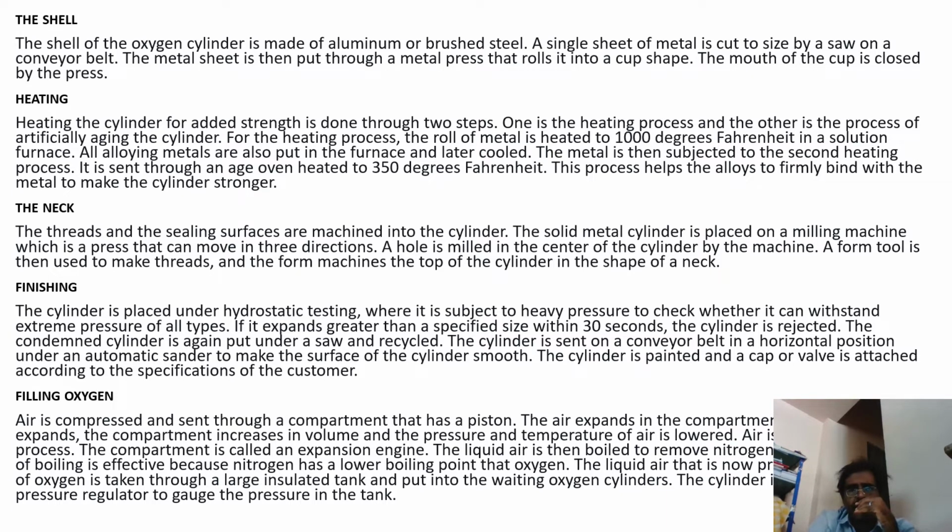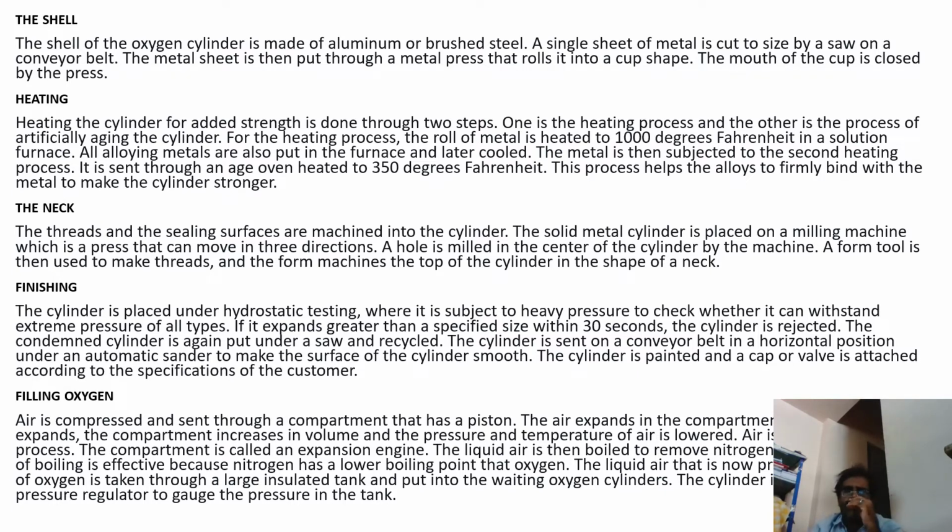For the heating process, the metal is heated to 1000 degrees Fahrenheit in a solution furnace. All alloying metals are also put in the furnace and later cooled to make the metal more tough and rigid. The metal is then subjected to a second heating process. It is sent through an oven heated to 350 degrees Fahrenheit. This process helps the alloys to firmly bind with the metal to make the cylinder stronger.